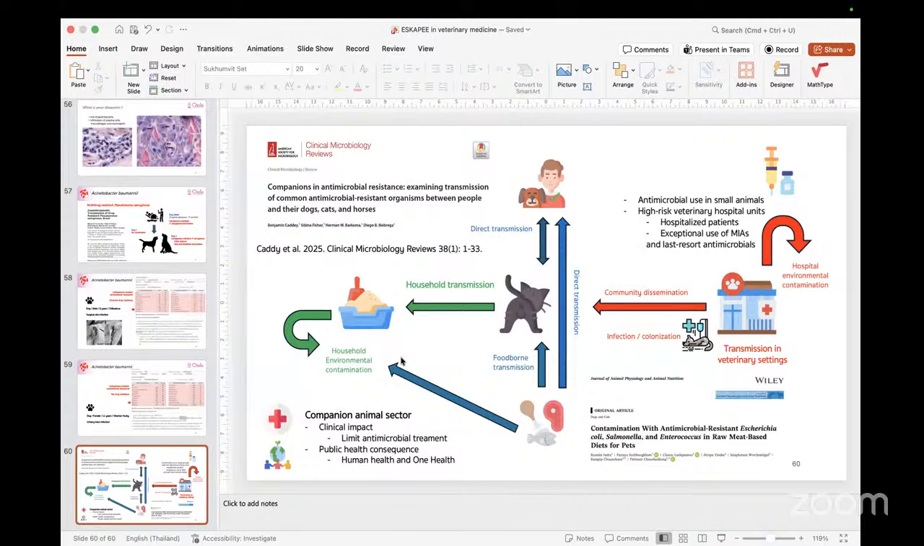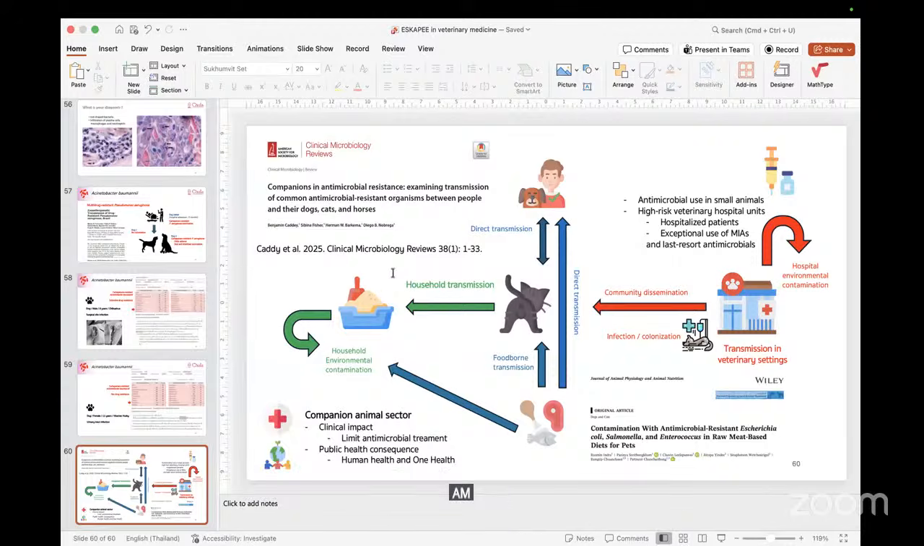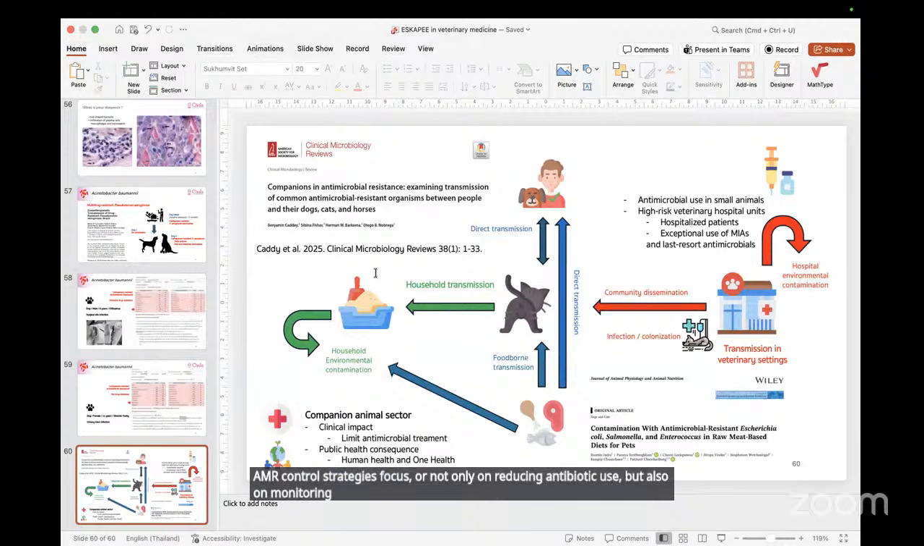The next, we learned that resistance genes such as mecA and vanA play a major role in antimicrobial resistance. Recent studies suggest that these genes can persist in the environment and spread through horizontal gene transfer. In your opinion, should future AMR control strategies focus not only on reducing antibiotic use, but also on monitoring environmental reservoirs of resistance genes?